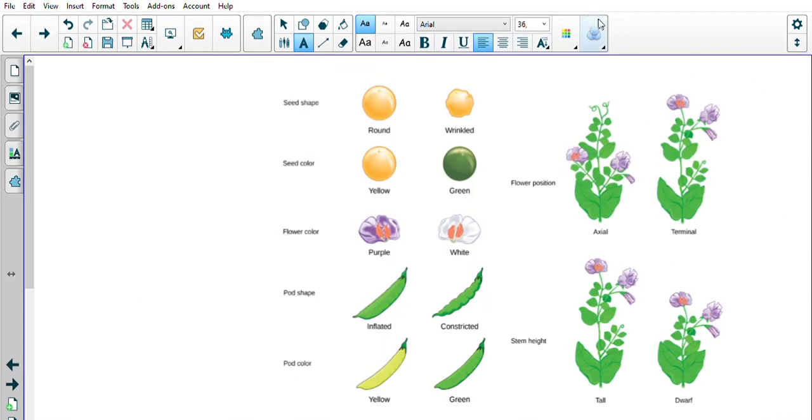He grew many, many different varieties, and he made them purebred. For example, he looked at seed shape: were they round or wrinkled? Seed color, yellow versus green. Flower color: were they purple flowers or white flowers? As well as a couple of other variations that he had here.